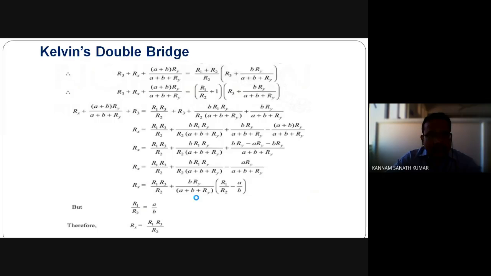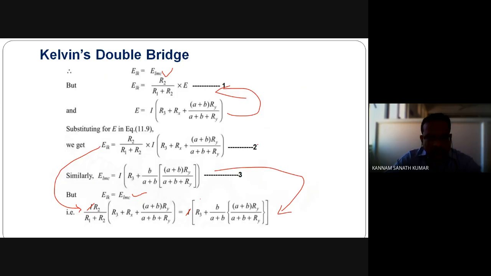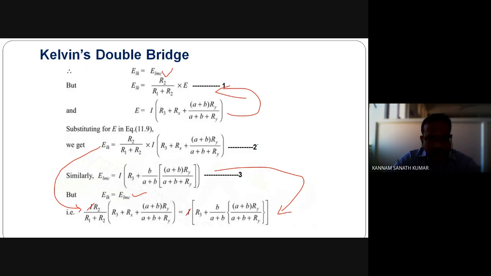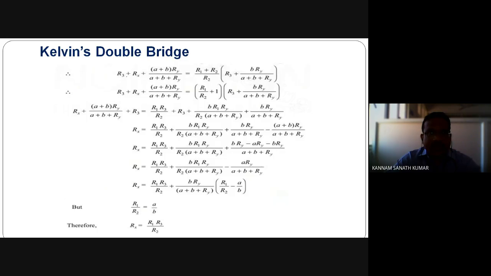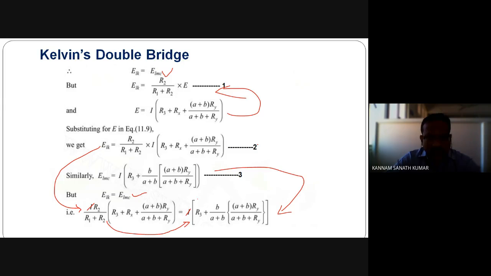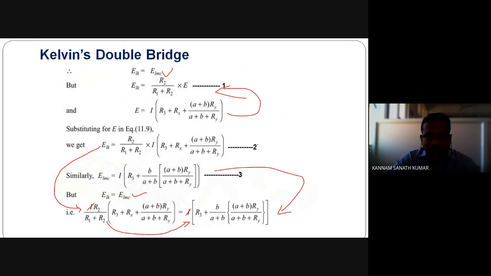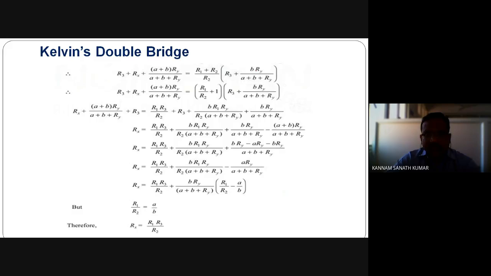Okay. So next, this one you bring to this side. That means here R2 by R1 plus R2 is there, no? So when it is going to this side, it becomes reciprocal. That is R1 plus R2 by R2, no? See here, R3 plus Rx plus A plus B into Ry divided by A plus B plus Ry is equal to, this going into the RHS, R1 plus R2 divided by R2 into the same thing, R3 plus, if you simplify this one, you are getting B into Ry by A plus B plus Ry.